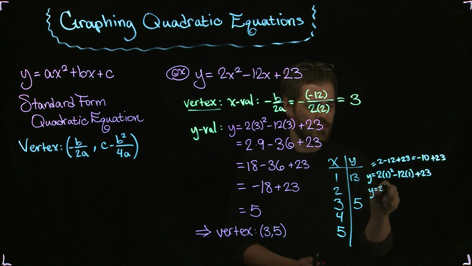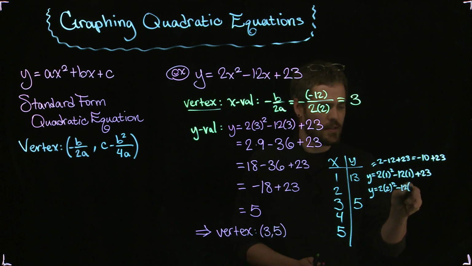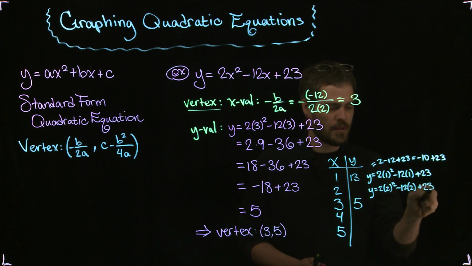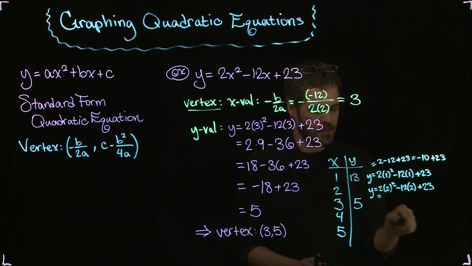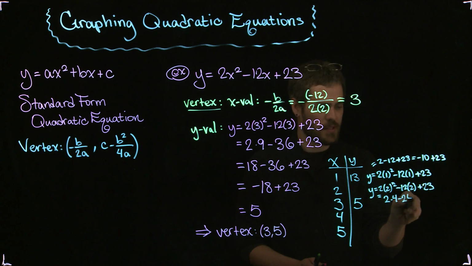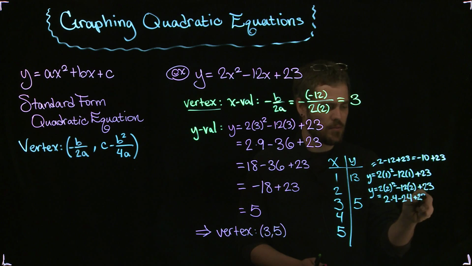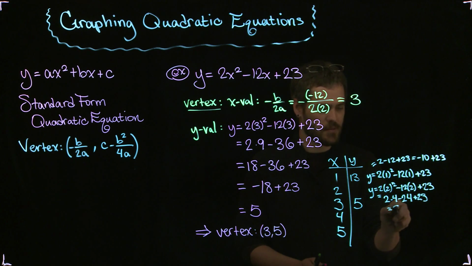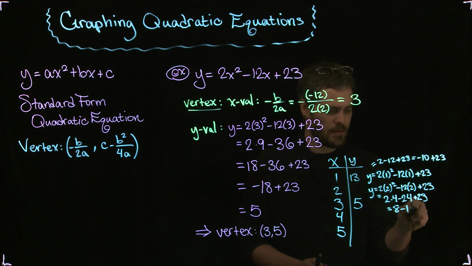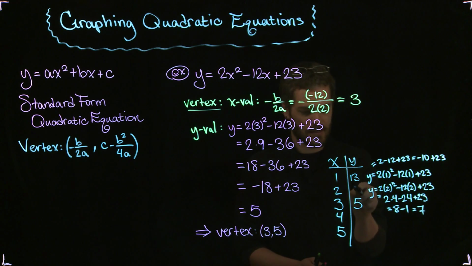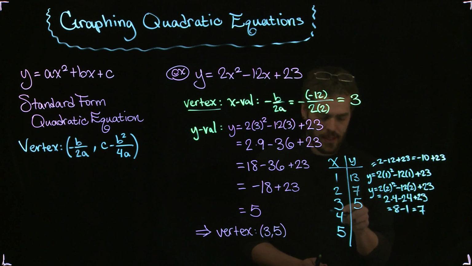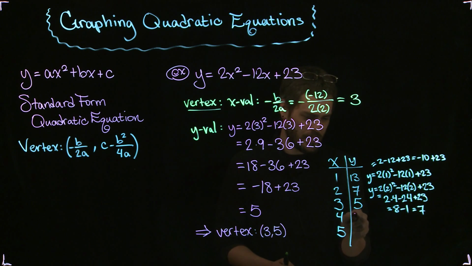How about 2? Well, this gives me y equals 2 times 2 squared minus 12 times 2 plus 23, which equals 2 times 4 minus 24 plus 23, which is 8 minus 24 plus 23. That works well with my mind: 8 minus 1 is 7, so I'm going to stick a 7 here. And then by symmetry, this should be a 7 and this should be a 13, but let's go ahead and verify it.